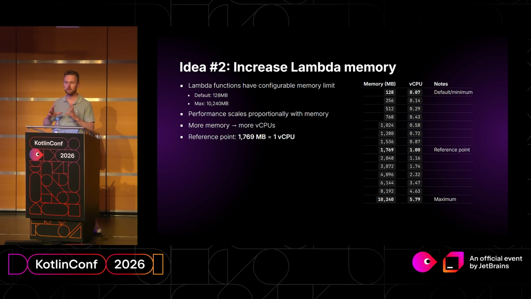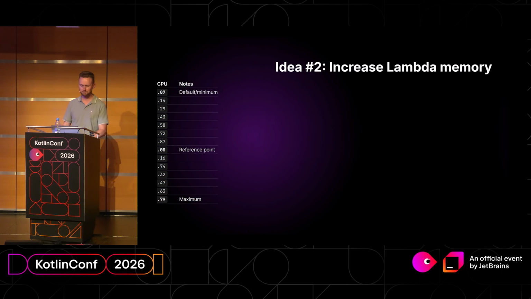And so I did a little bit of testing and calculation and came up with this table that shows the default and the minimum amount you can allocate to a Lambda function gets a tiny sliver of a virtual CPU, less than 10%, whereas the 10 gigabyte maximum allocation gets you almost 6 virtual CPUs to execute on. So in theory, more memory, better performance, time to test it out.